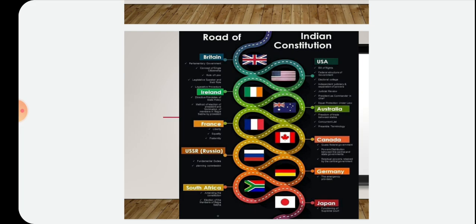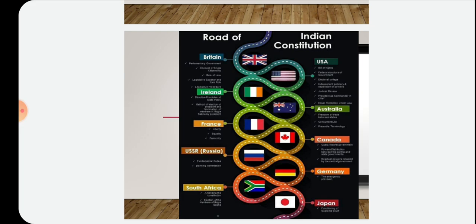Next, moving forward to Australia, we have borrowed the freedom of trade and commerce within the country. Like, if you reside in Maharashtra, you can trade in Gujarat. If you reside in Gujarat, you can trade in Kanyakumari. The freedom to trade and commerce within the country, we have borrowed this feature from the Australian Constitution. Not only this, but also the power distribution between state and center, we have borrowed from the Australian Constitution.